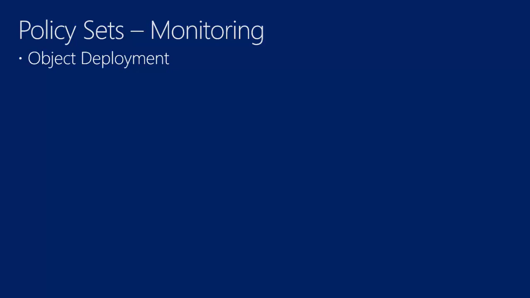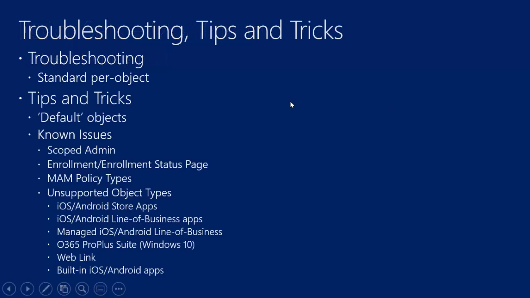So if it's an app, there's certain ways to look at the app stuff. If it's a configuration profile, there are ways to look at that that are different from apps and so on, right? So use the inherent nature of the object you're deploying to see that. And then finally, some tips and tricks in terms of troubleshooting. Again, it's kind of standard per the object that you're actually deploying, the options that you will have.